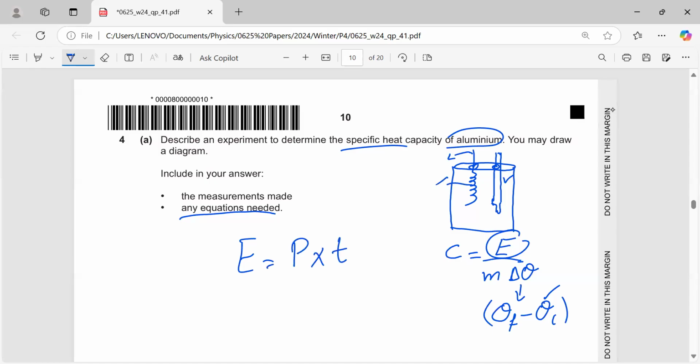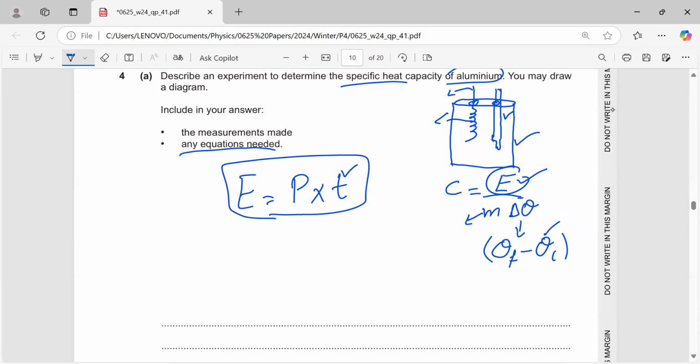The power should be known for this electric immersion heater. It must be written somewhere on the heater. The time you can measure with the help of a stopwatch. By using this equation, you are able to figure out the value of E. You can substitute here. The mass of the aluminum can be found with the help of a top pan balance, which is very easy, and then the change in temperature. So using this equation, finally, you can figure out how to measure the specific heat capacity. So these are the steps. I hope that you can write it in your own words.